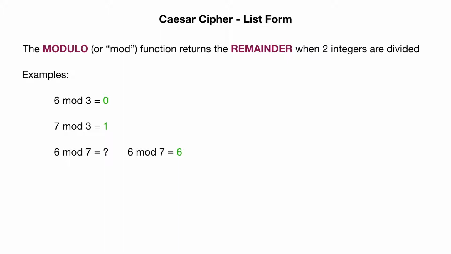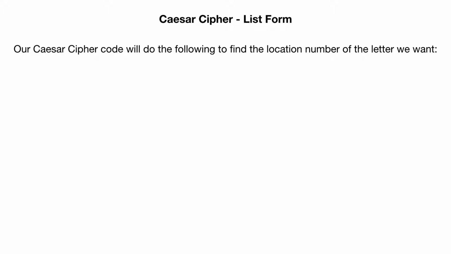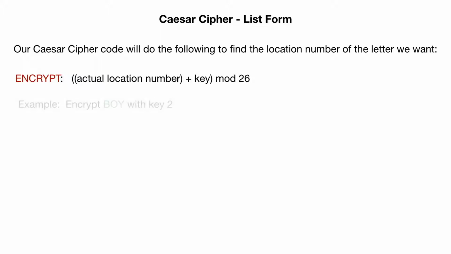Now this, I understand if you're kind of scratching your head at this. It's kind of a strange little operation in math. And if you've never seen it before, it's a little bit weird, so you're going to have to think a bit about it. So let's see how this can help us, though, with our Caesar cipher. What our Caesar cipher code needs to do is, as we said before, find the location of the number we want. And then we're going to add the key, and we talked about that before, but we're going to take that sum and say modulo 26, because there's 26 letters in the alphabet. What? Well, let's look at an example.